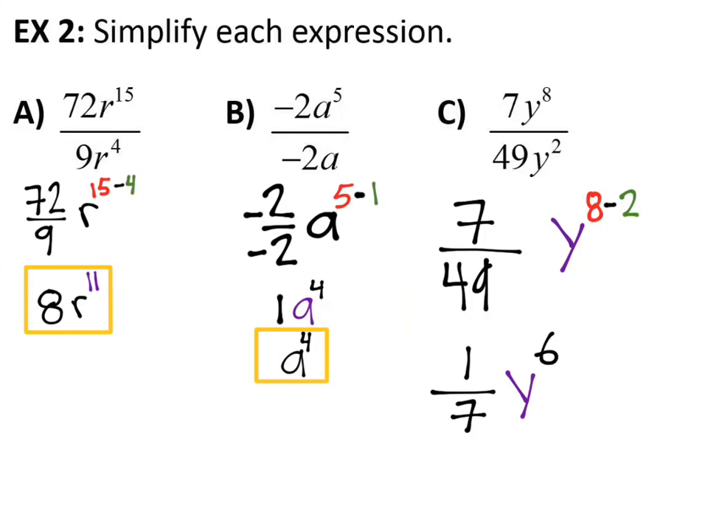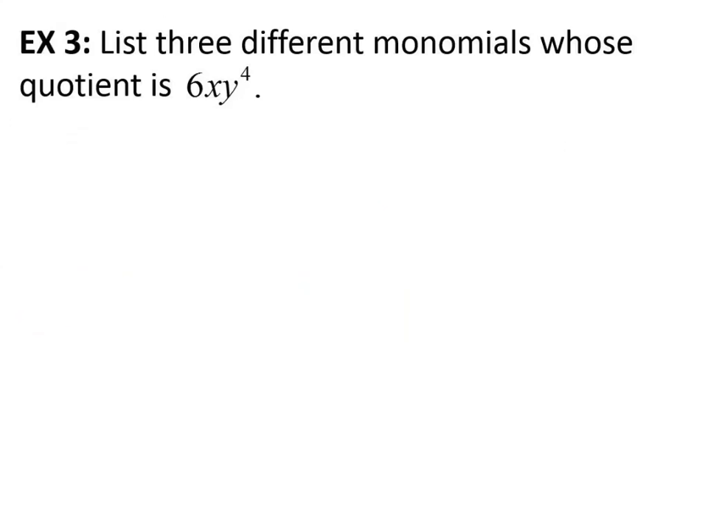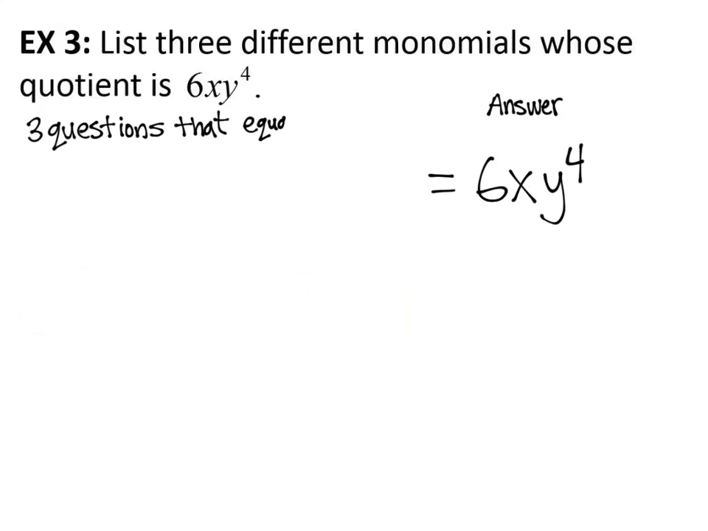Our last part today deals with listing questions. Now, from here it says list 3 different monomials whose quotient is 6xy to the 4th, which means here's your answer. What question could give me this answer? So as we go through here, your answer is 6xy to the 4th. So we need to list 3 questions that equal our answer here.